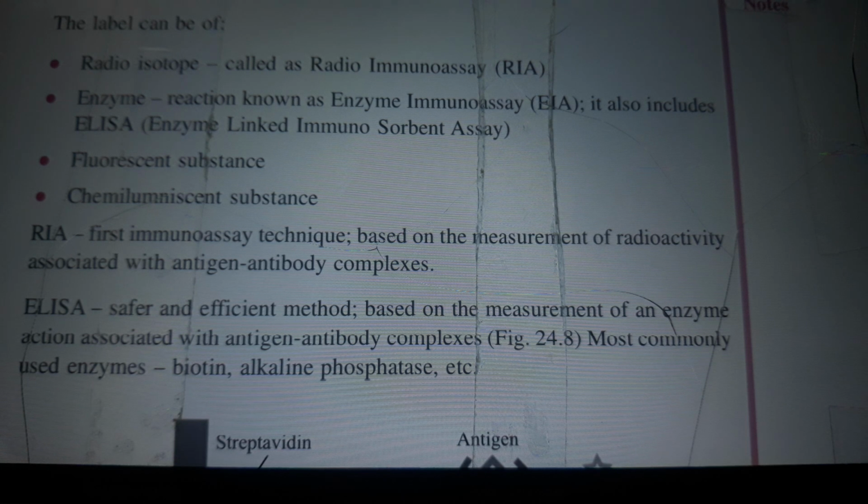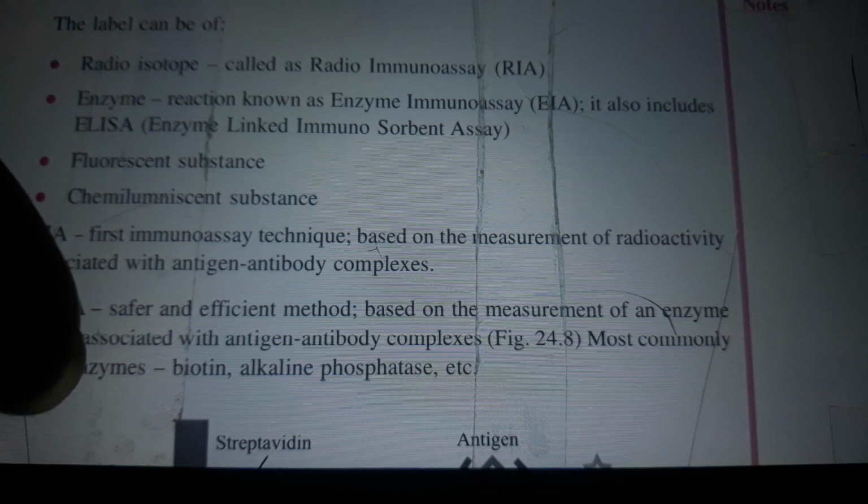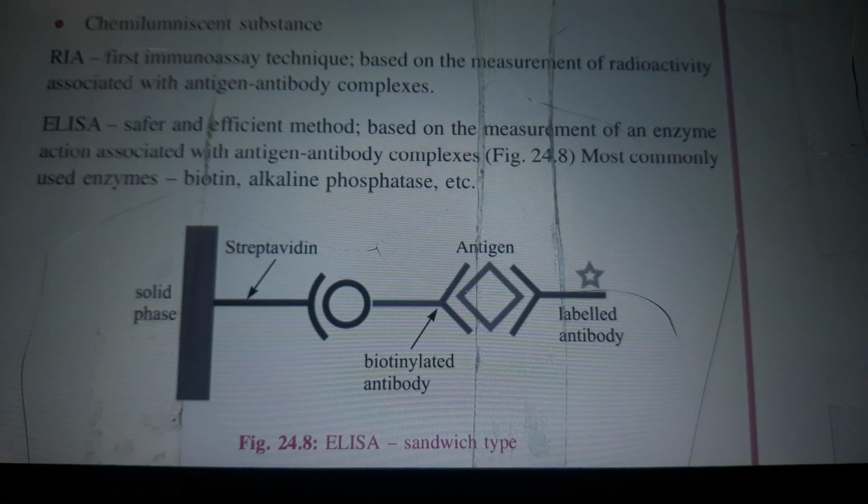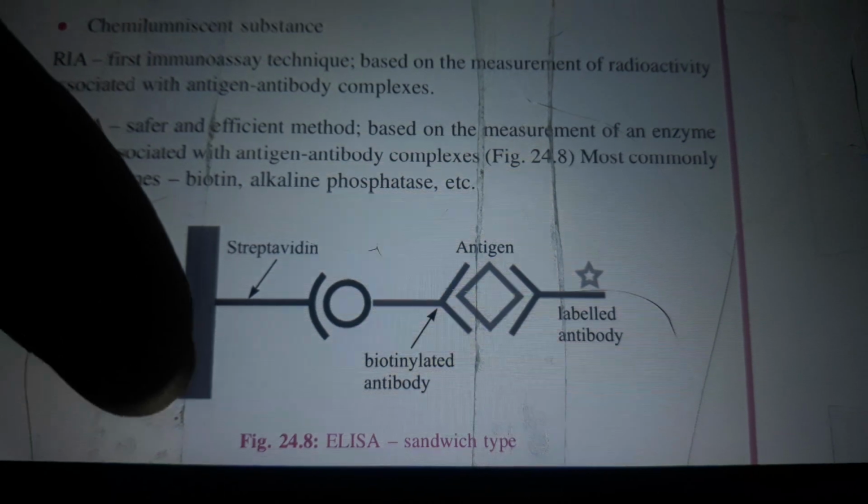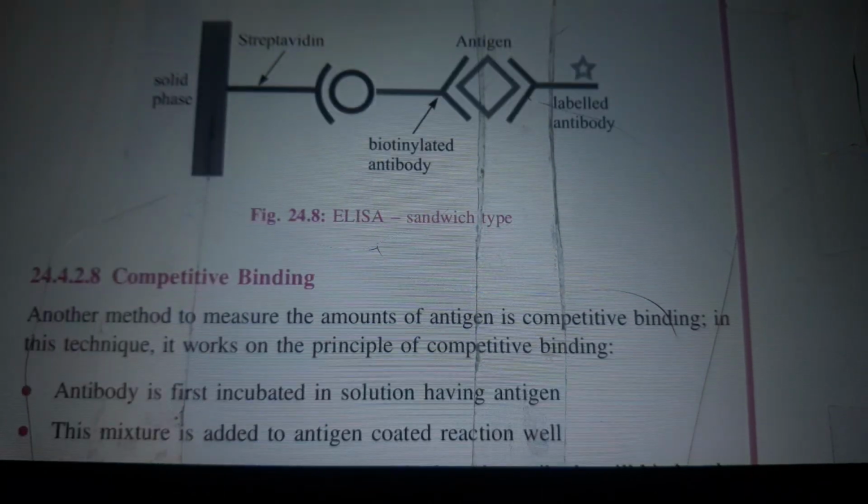fluorescent substance, or chemiluminescent substance. RIA was the first immunoassay technique, based on the measurement of radioactivity associated with antigen-antibody complexes. And ELISA is a safer and more efficient method based on the measurement of an enzyme action associated with antigen-antibody complexes, most commonly used enzymes being biotin, alkaline phosphatase, etc. This diagram is important. Take a screenshot. Solid phase, streptavidin, biotin-related antibody, antigen, and labeled antibody.